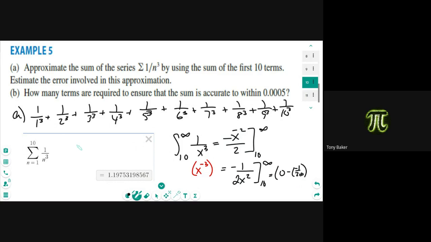So my error, my remainder, is less than or equal to 1 over 200, or 0.005. Because it's minus a negative, that's why I left it as 1 over 200. So by adding up the first 10 terms, I have my answer to within 5,000ths. So in actuality, this answer is accurate to within 2 decimal places.